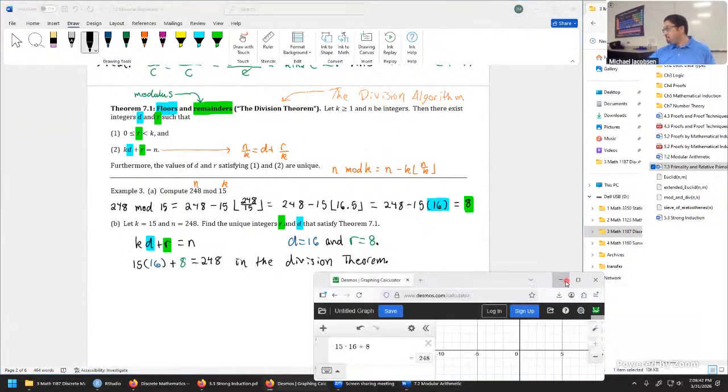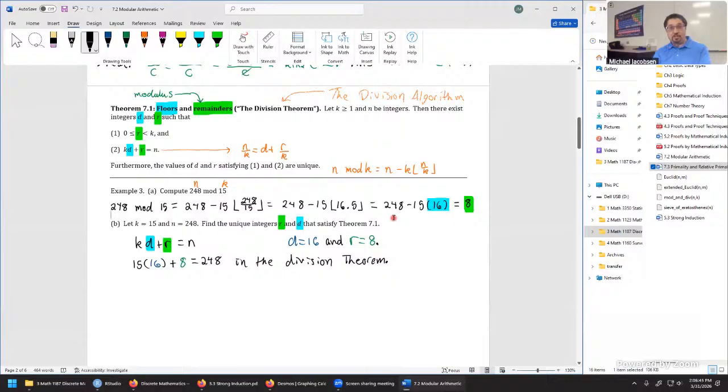Well, that's the division algorithm, just extending a little bit about what we know with modulus so far. Any questions or comments at the moment?